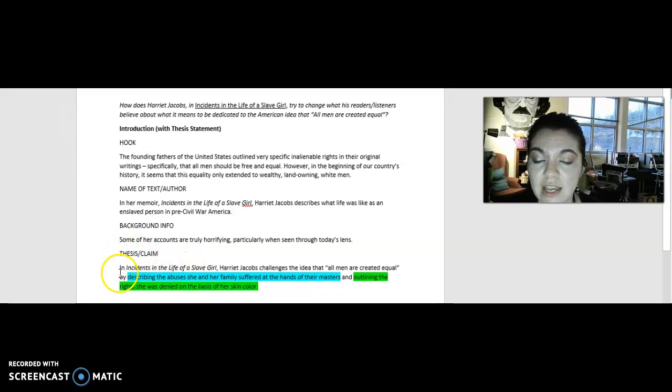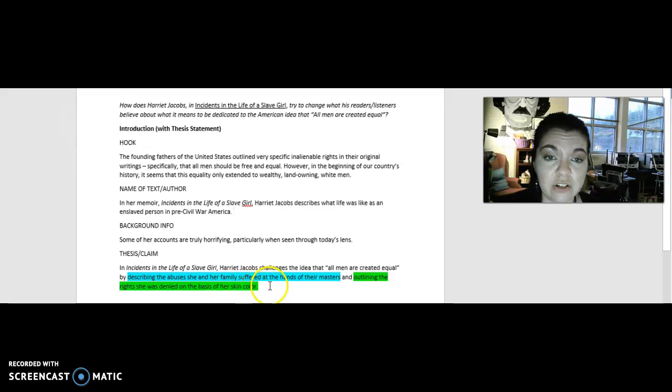This one reads, "In Incidents in the Life of a Slave Girl, Harriet Jacobs challenges the idea that all men are created equal by 2 points. 1, describing the abuses she and her family suffered at the hands of their masters, and 2, outlining the rights she was denied on the basis of her skin color."